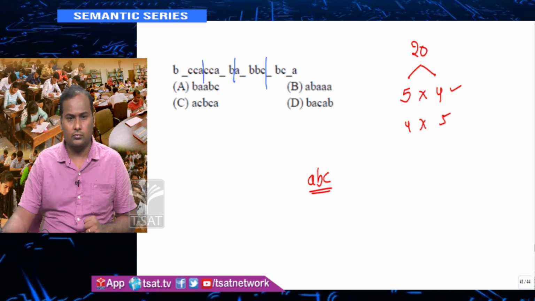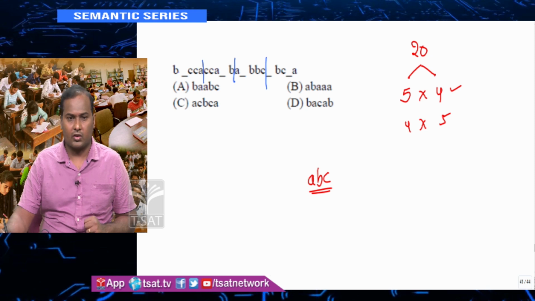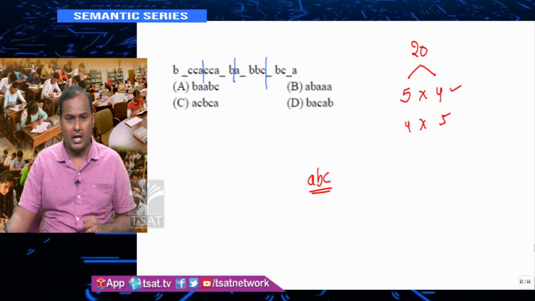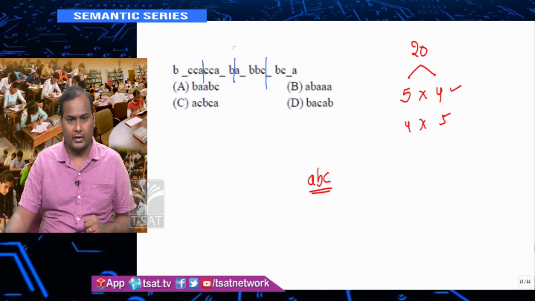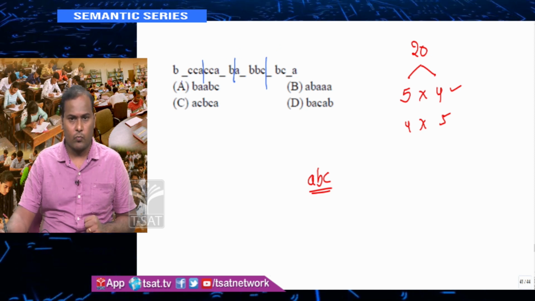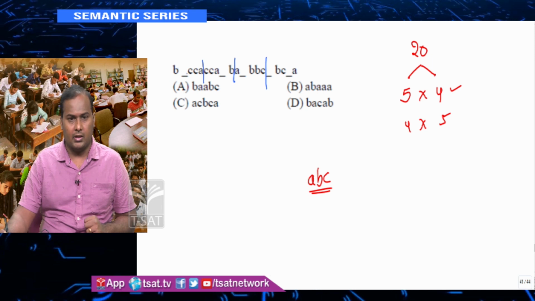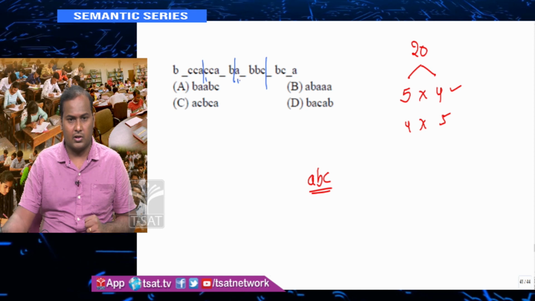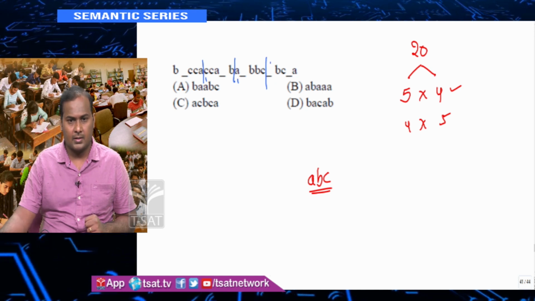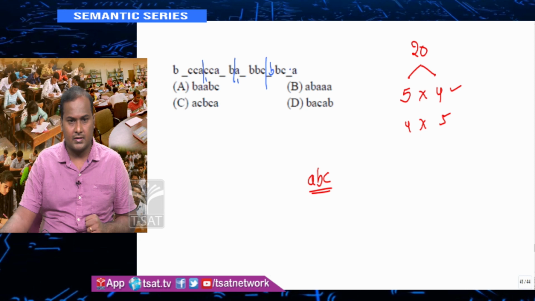What is the next thing I have to do? I have to check for common. So what is the common here? B gap C C A. This first block should be common with either the second, third, or fourth block. So let's try to check that. B gap C C A. Here it is not possible. Here it is also not possible. So there is a possibility here, that is B gap C C A.